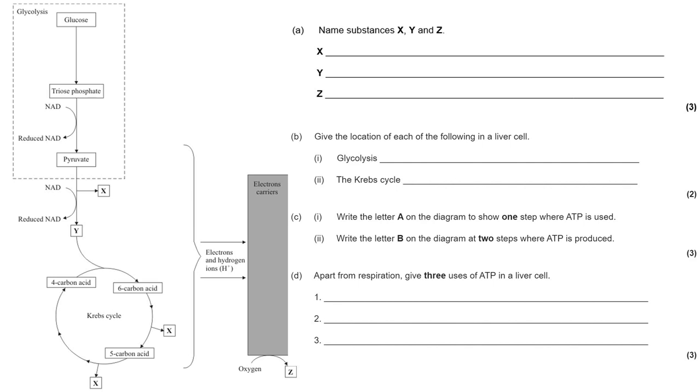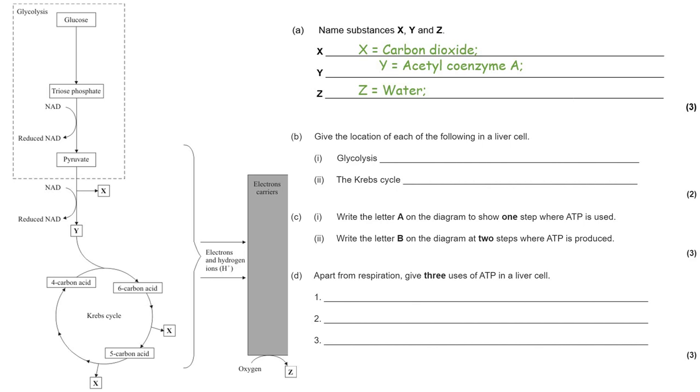Name substances X, Y and Z. So we're looking, X is here, Y is here, and Z is here. So X is going to be carbon dioxide because the pyruvate gets decarboxylated to form a 2-carbon compound, acetyl-CoA.